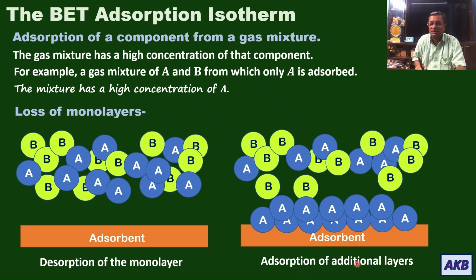Adsorption of additional layers of the adsorbate molecules. So there are two ways in which monolayer can be lost. One is by desorption of the monolayer that was present on the surface of the adsorbent, and the second way is by adsorption of additional layers on the monolayer that is already present on the surface of the adsorbent. So I hope now you know how monolayer gets lost from the surface of the adsorbent.